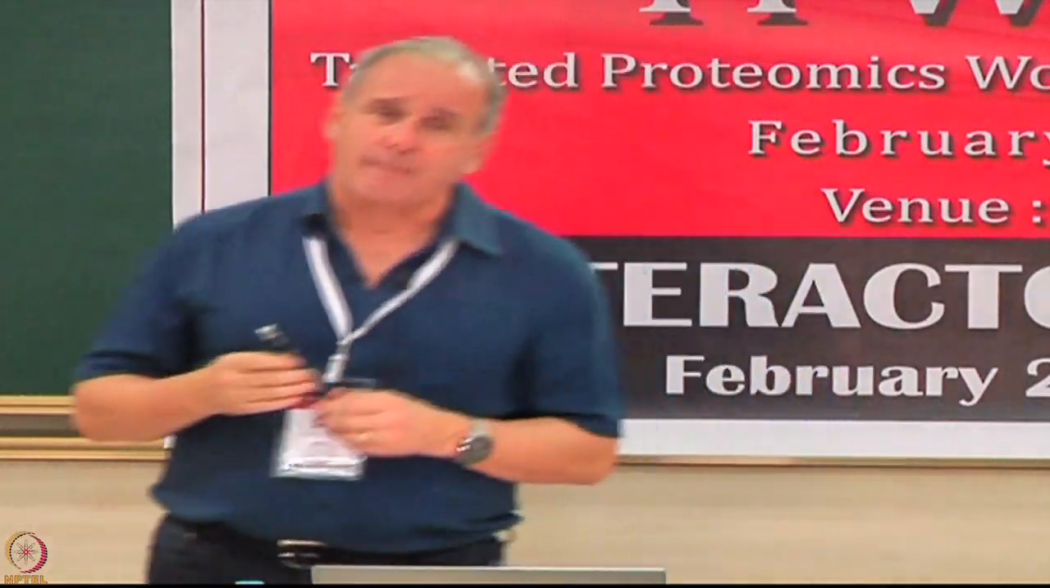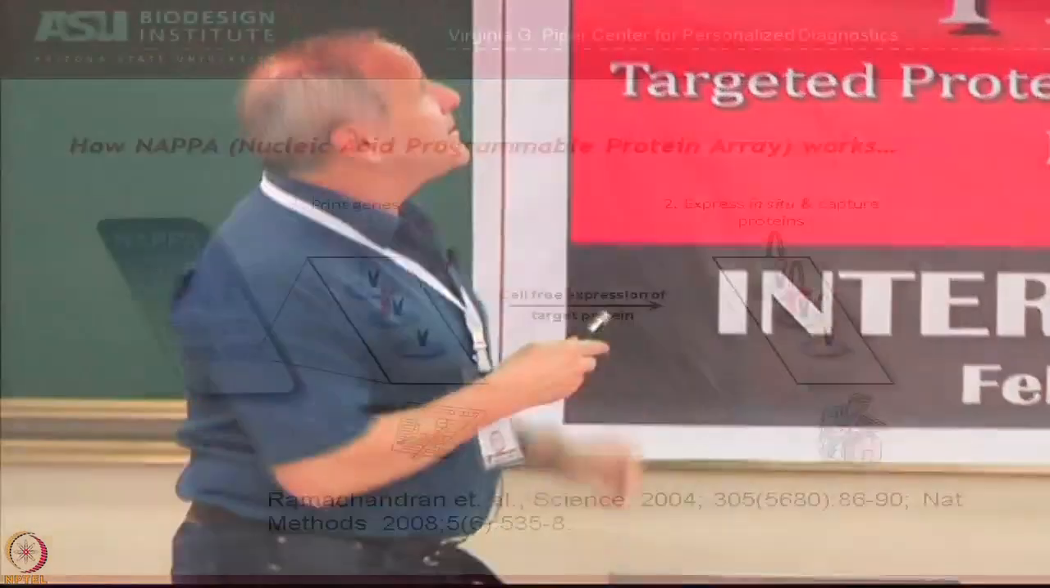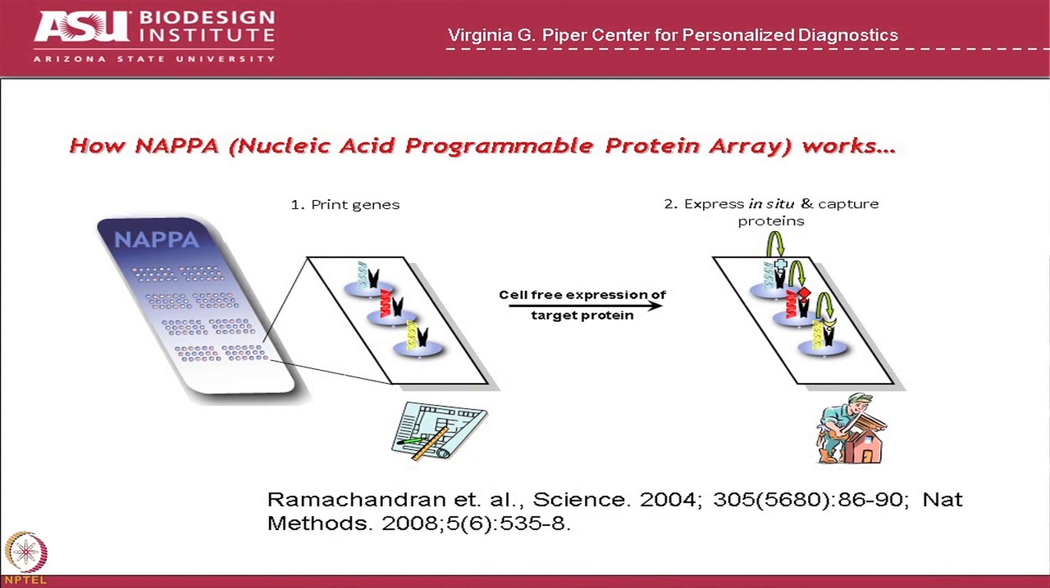All right, so this is the array type that we're going to talk about today, which is called NAPPA, for Nucleic Acid Programmable Protein Array. The idea for NAPPA is that we print the gene for the protein on the chip, and we store the chip as a DNA chip. So the gene is there, the clone, the ones that we talked about in the first half of today, on the chip, along with an agent that's going to capture the protein when it's made. But the protein hasn't been made yet.